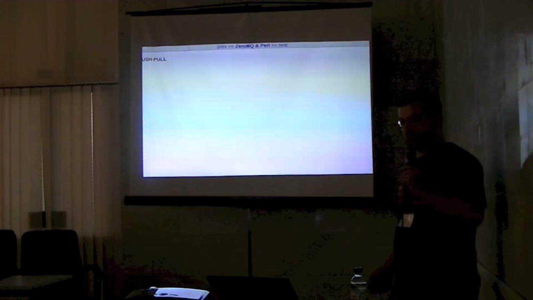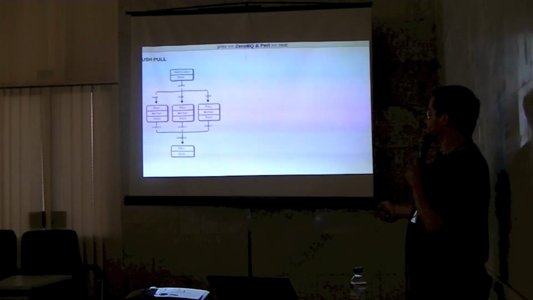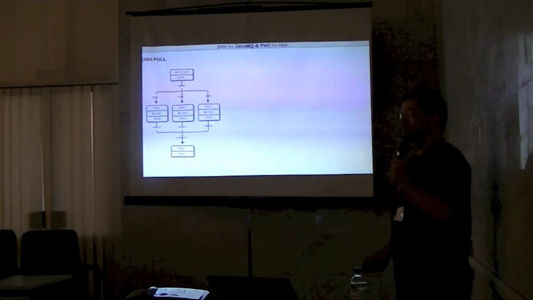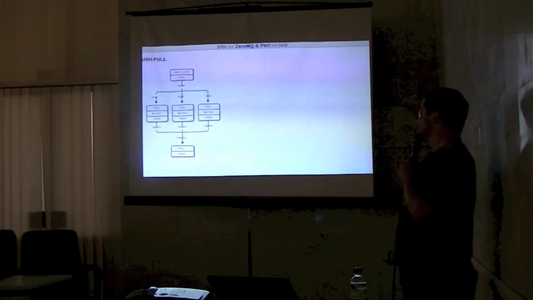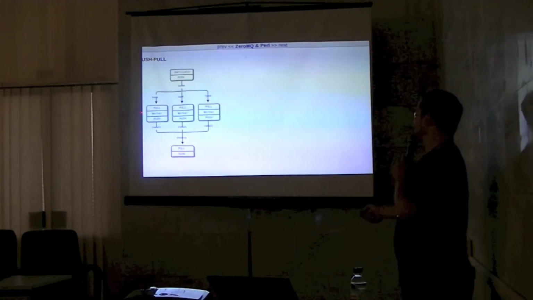And then the third one is push-pull, where you have one thing that pushes tasks out. Those tasks are not sent to all of them, but they are round robin to all connected peers. And you can do the same on the other end. So you can have one sink that pulls messages in from a lot of workers.